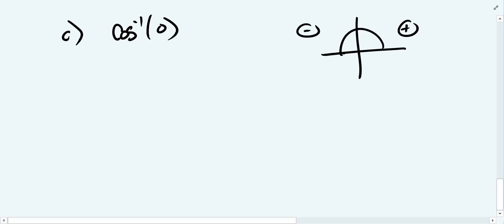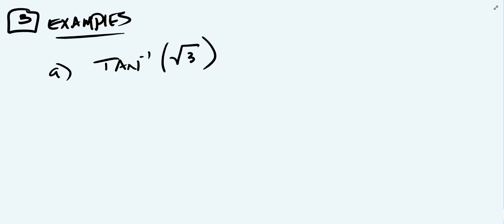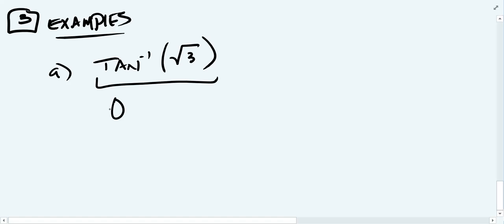Yeah, right up, straight up top, right? So this is a value of pi over 2. Okay, here we go. The inverse tangent of radical 3. So again, this statement means what angle theta has a tangent that's equal to radical 3.